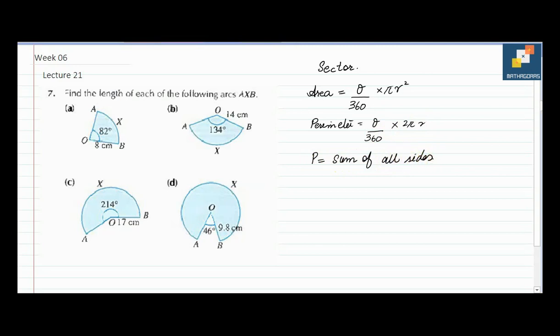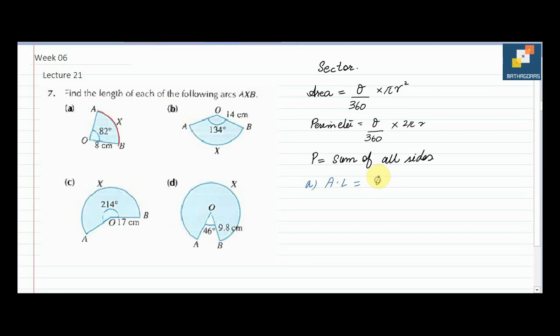So starting with question number 7, part A, we need to find the length of each of the following arcs AXB. Now if I highlight AXB, so that is basically the arc length, right? So you need to find the arc length. So for part A, first you need to write the working formula. Now if you haven't learned the working formulas, so try to write the working formula in every question. You will learn it automatically.